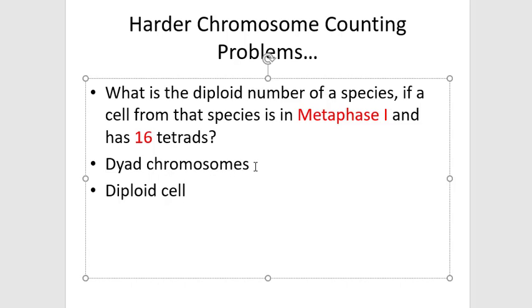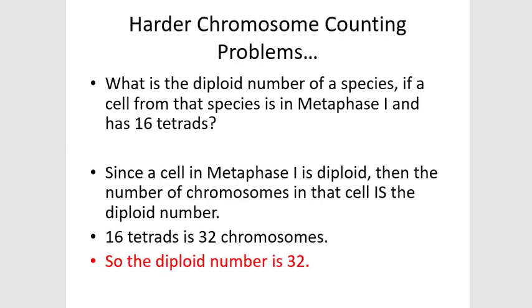16 tetrads would be how many dyad chromosomes. So the question here really is 16 tetrads equals how many dyad chromosomes. Remember that a tetrad contains 2 chromosomes. So 16 tetrads would be 32 chromosomes. And so there's my answer. But I've already worked that out for you.